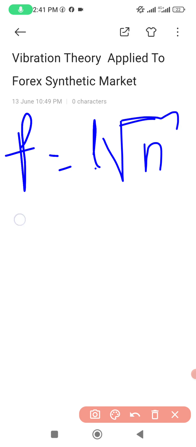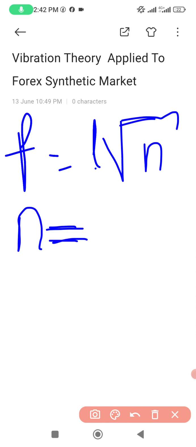So we say this N is a function of the behavior of traders in the market. As simple as that. This N is proportional to the number of individuals or entities, and these entities are human beings that are ready to give value to a particular asset. So that's the meaning of N.